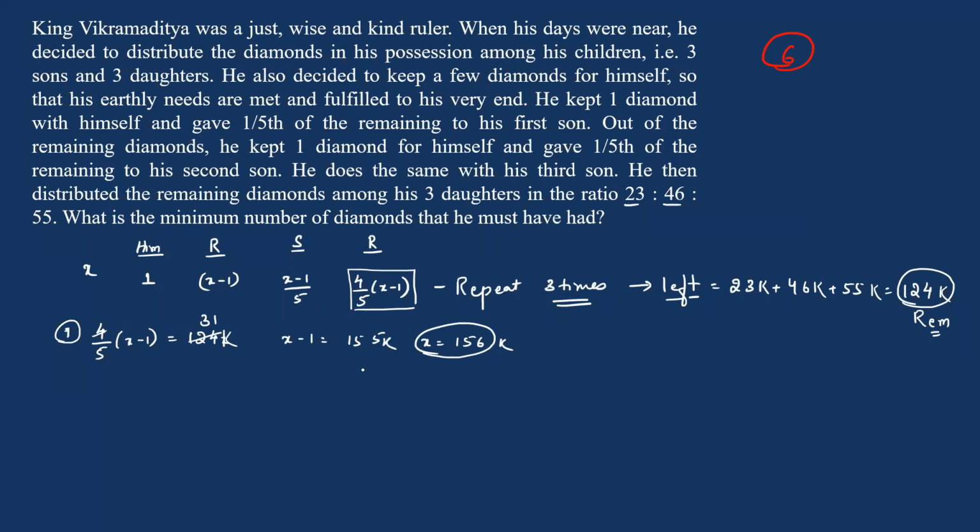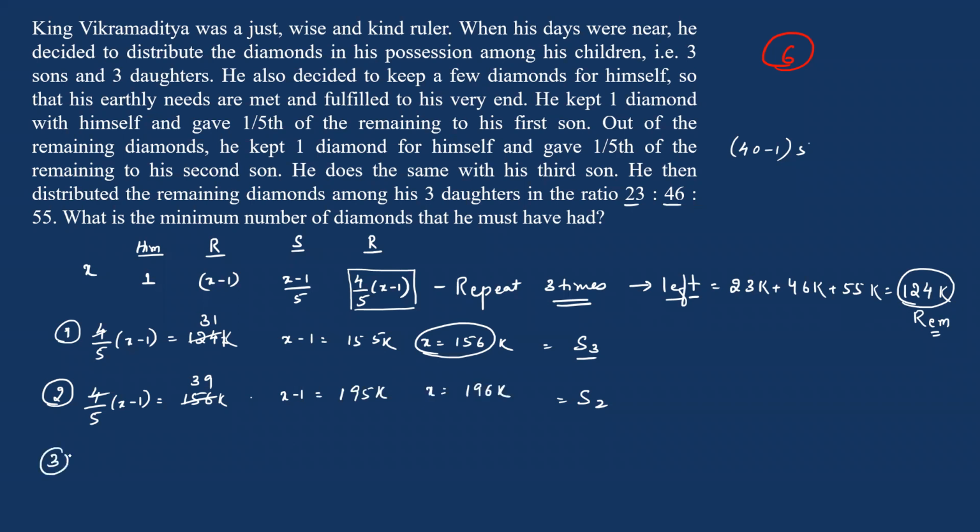Clear, this step 1. Step 2, this is going back, okay? This is son 3's calculation. Now we are doing son 2's calculation. If his leftover 4 by 5 of (x minus 1) is equal to 156k. This is 4 threes are 12, 4 nines are 36. So what do we have here? 39 minus 1 into 5, that will be 200 minus 5, that is 195, or the value of x is equal to 196k.